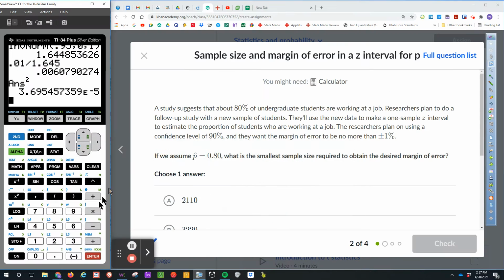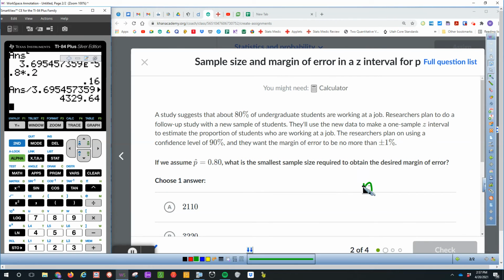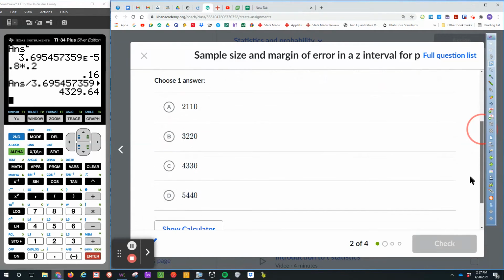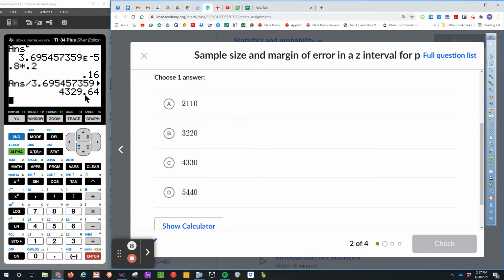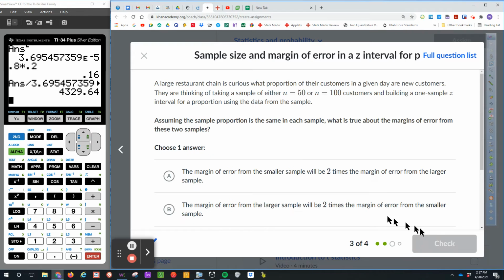Let's go back to the calculator. 0.8 times 0.2, and then we divide by that value, going up to the previous answer, and press enter. Wow, 4,329, which means n is greater than or equal to 4,329.62, and they want the smallest sample size. So we have to round up, which is 4,330. Okay, let's do another one.